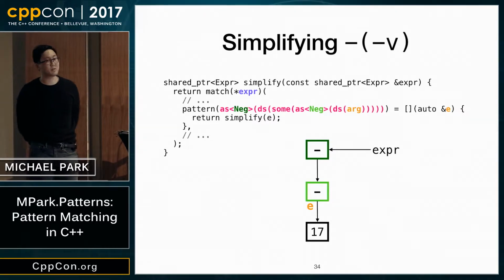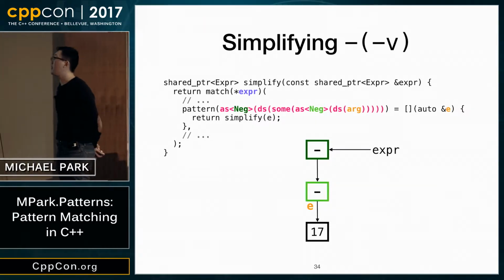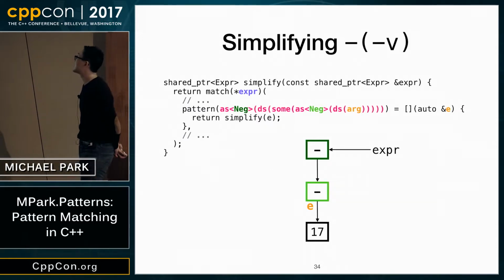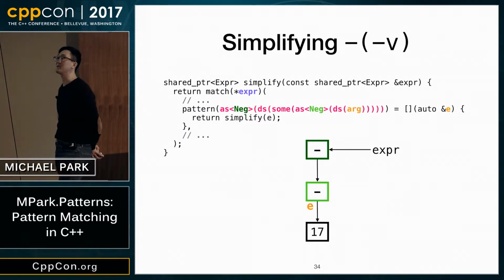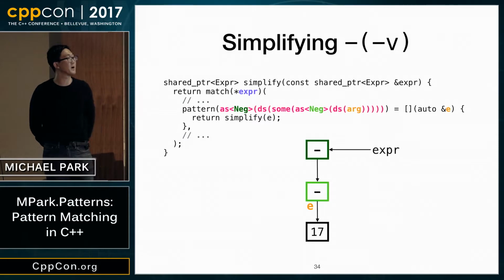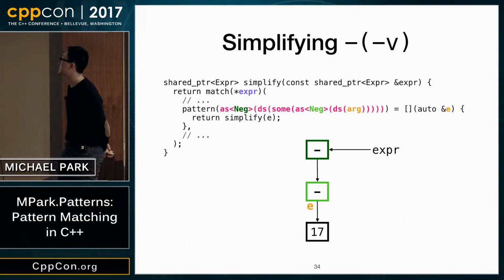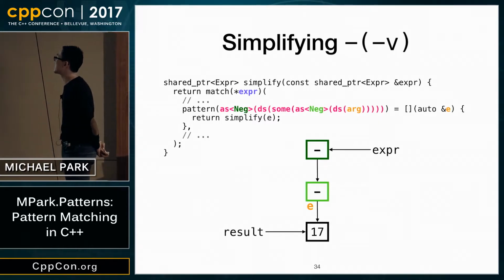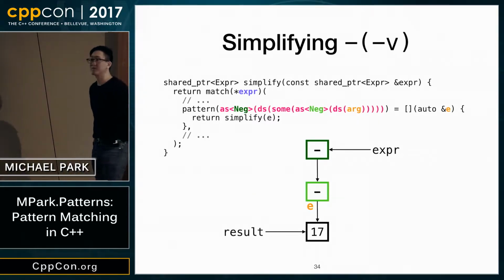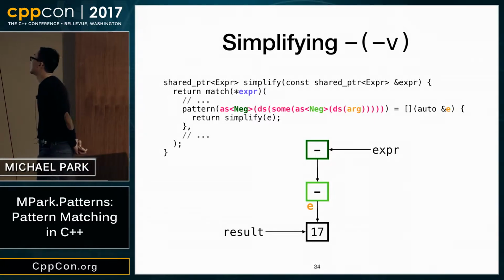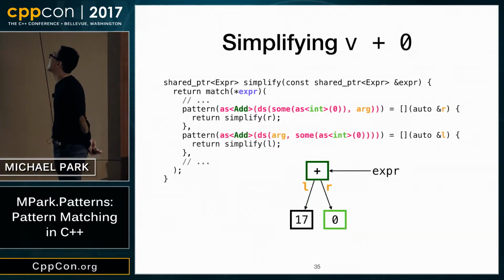And then when we get to the part that we want, we're going to bind the value that we actually want, and we're going to simplify that, and that's going to be our result. We're going to recursively simplify, throwing out the two negations. We're going to simplify the expression that stands two levels deep. So this is our result. We simplified the minus 17 to just 17. We'll go through the rest of it a little bit faster, perhaps.